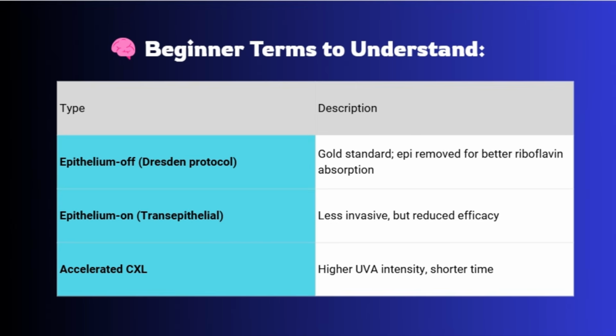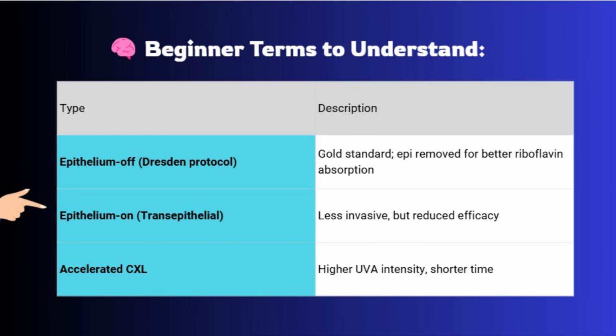Alright, so now there are some important beginner terms to understand. We are not going into the depths of collagen cross-linking, that's a separate video in itself. However, a beginner needs to know certain terms. So the classic protocol is the Dresden protocol, and in this the epithelium is removed, and therefore this is known as the epithelium-off procedure. The surface layer of the cornea is the epithelium that is removed so that the riboflavin can get soaked in better.